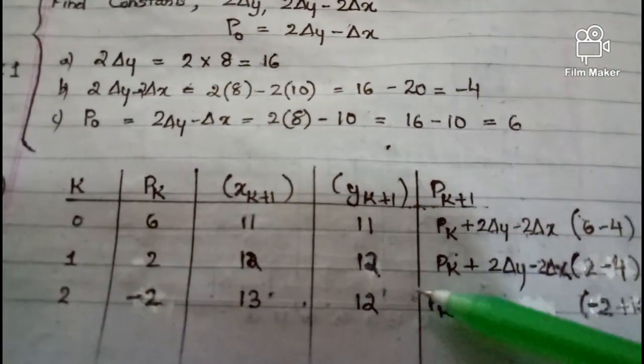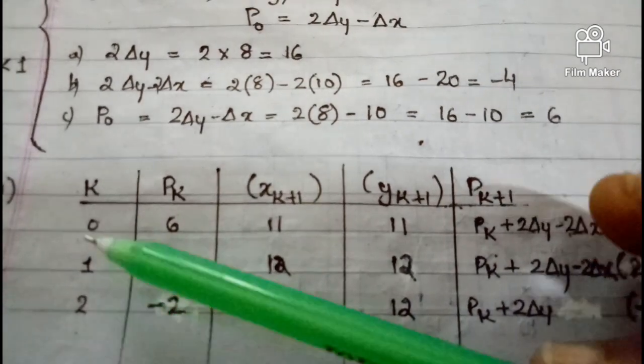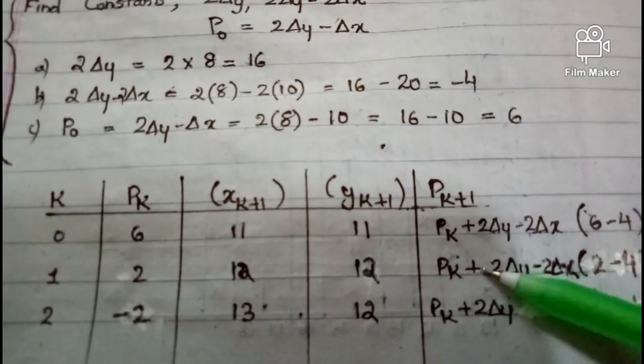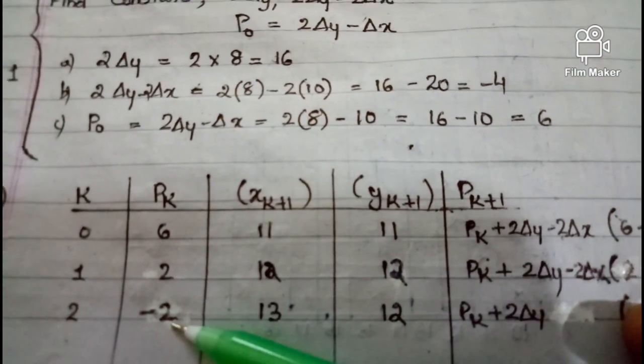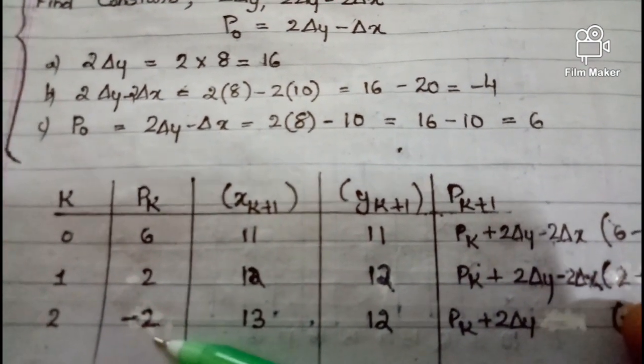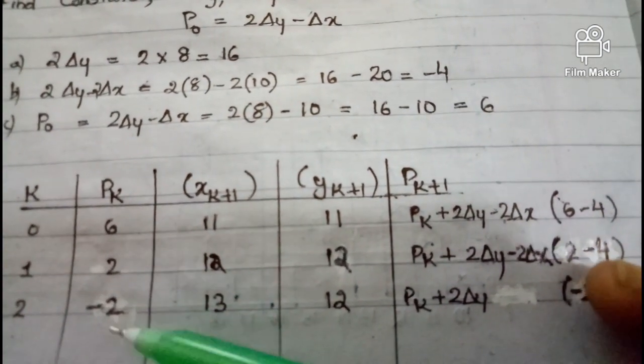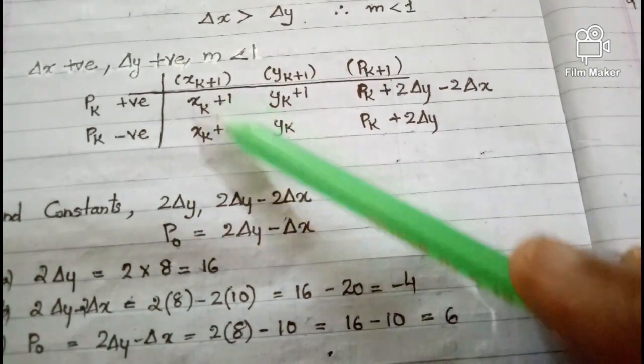So again we have completed one more iteration, and in the next iteration k becomes 2 and the current pk, that is the pk which is calculated here, is written here. So now pk value is minus 2. Now what happened? pk became negative. When pk is negative, what is the rule? When pk is negative, x should increment but y should remain same.